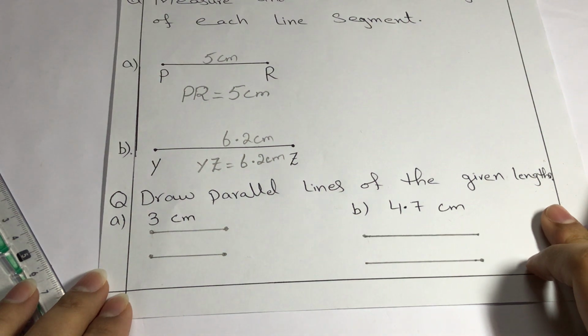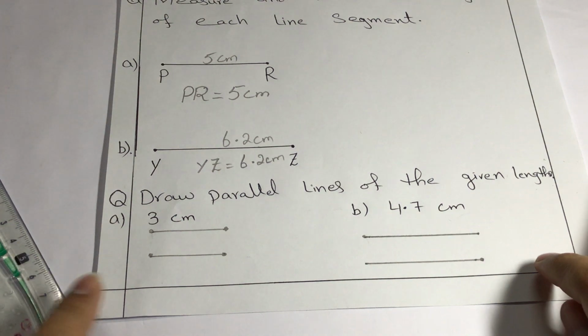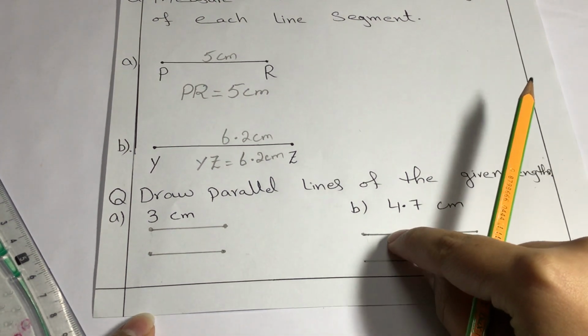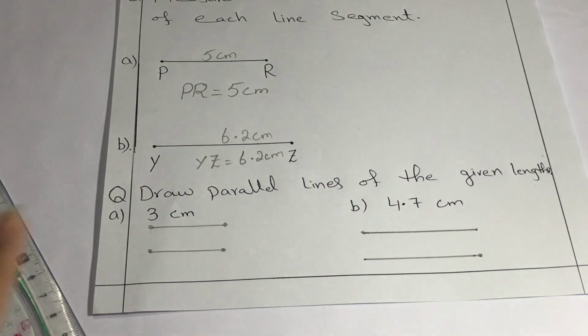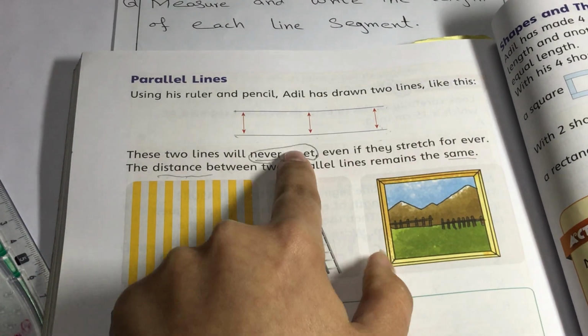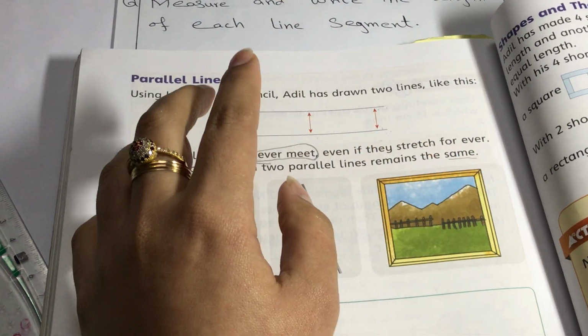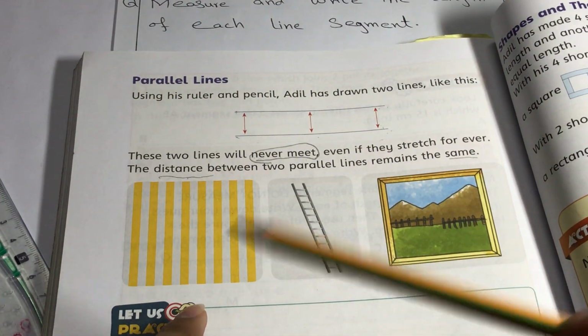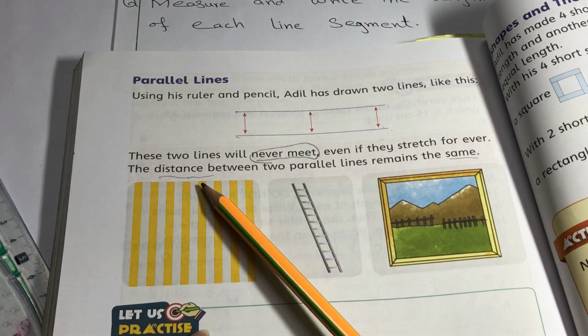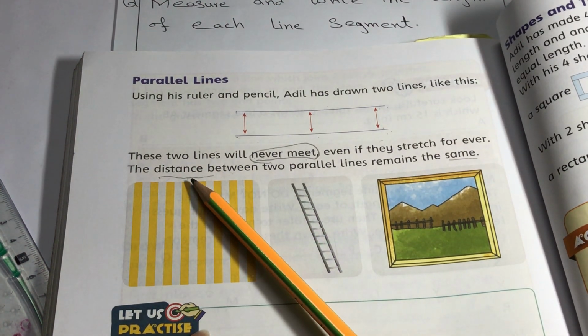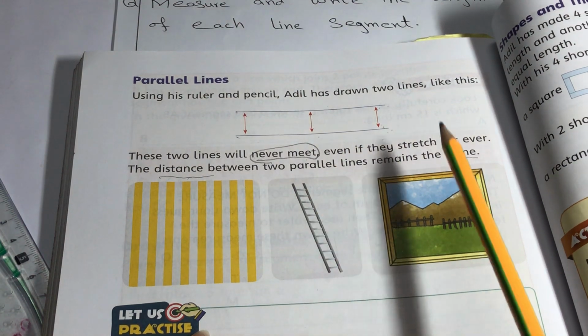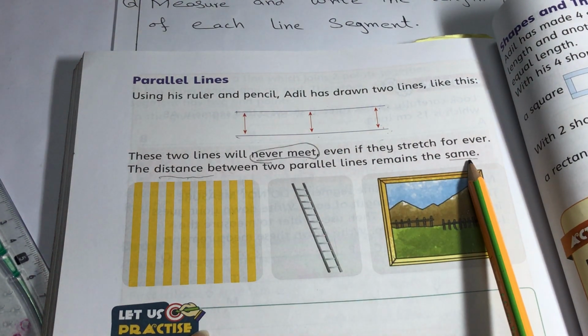Hope you have understood how to draw the pairs of parallel lines. You have to keep one thing in your mind: the distance between these two lines from each point should be equal. And what we have learnt about parallel lines is that they are two lines that will never meet each other, even if you stretch them forever, right? And the second thing you need to keep in your mind about parallel lines is that the distance between two parallel lines remains the same.